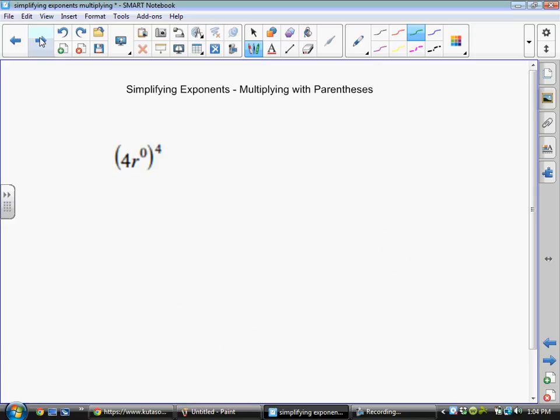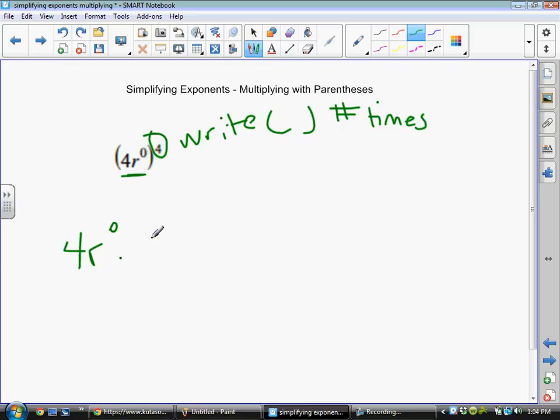Let's look at when there's a parenthesis and an exponent on the outside. With this outside number, you're going to write the stuff in the parentheses that number of times. So I'm going to write the stuff that's inside here 4 times: 4r to the 0 times 4r to the 0 times 4r to the 0 times 4r to the 0. Now it looks exactly like the problems we did before, except there's a lot more going on. I'm going to multiply my big numbers together. So I have 4 times 4 times 4 times 4.